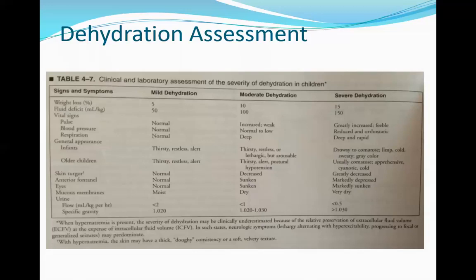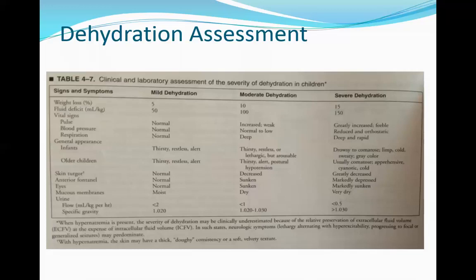With mild dehydration, you can expect about a 5% weight loss, a 50 milliliter per kilo fluid deficit. The vital signs can be normal, compensated by the patient, so normal pulse, blood pressure, and respiration. For infants and older children, they may appear thirsty, restless, but alert. Skin turgor, anterior fontanelle, eyes are normal, mucous membranes are moist. Urine, expect less than 2 milliliters per kilo per hour, with a specific gravity of 1.020.